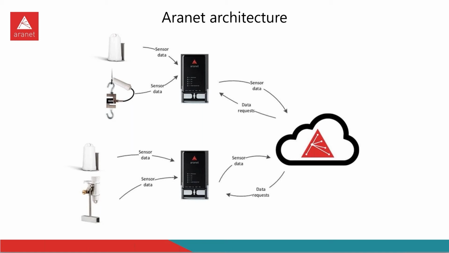You have the sensors that are sending the data to the base station. This is a unilateral communication, meaning the base station is only listening for the data and the sensor is only sending the data. And then you have the data exchange between the cloud and the base station. So the cloud asks for the data from the base station and the base station sends the data over there.